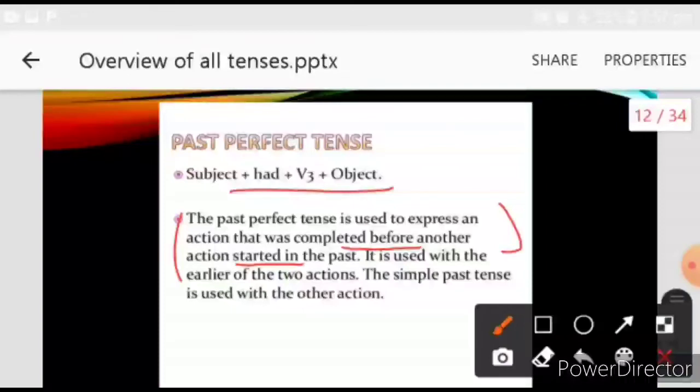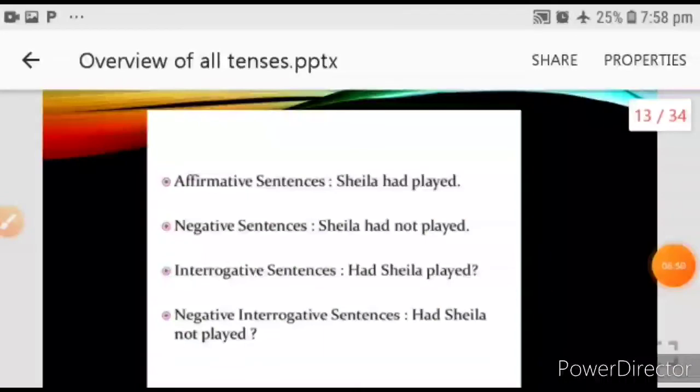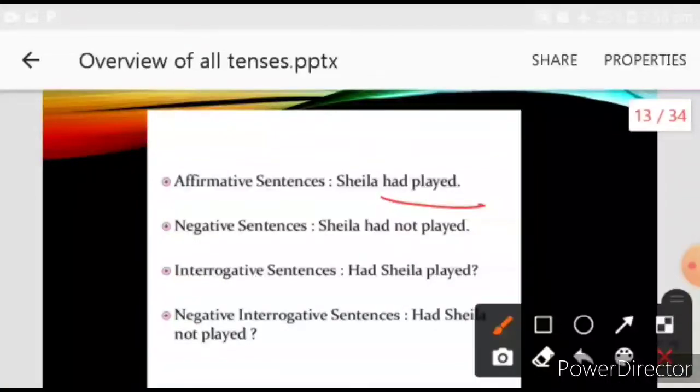It is used with the earlier of the two actions. Earlier of the two means over here the action that took place before. Okay. And the simple past tense is used with the other action. If you have two actions, the first action that took place will be in the past perfect tense, and the second action will be in the past indefinite tense. Now let's look at the example. Sheila had played. Now over here they have just given you a simple past perfect tense, in which you have had plus the third form of the verb. They have not given you two sentences, but if you get two sentences, then you should remember, okay, the first part will be in the past perfect, and the second part will be in past indefinite tense.